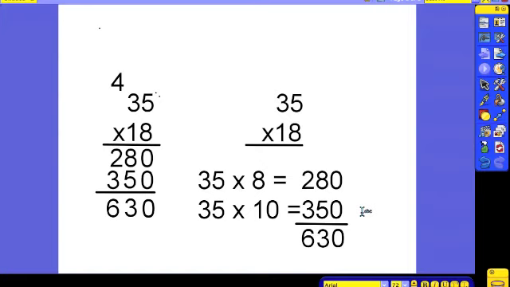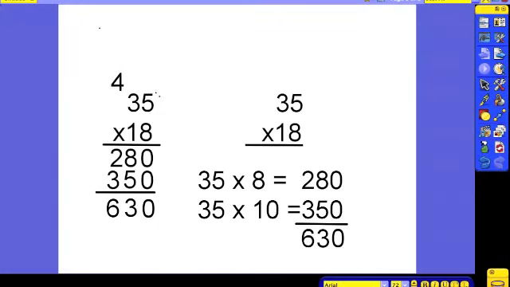Now, those are two different ways of doing the same problem, but they really are quite similar. If you look at the question that I did over here, well, I found out what 8 times 35 was. And then I moved on and I found out what 10 times 35 was. 8 times 35 was 280. 10 times 35 was 350. That's essentially the same thing I did over here, it's just a different way of looking at it.